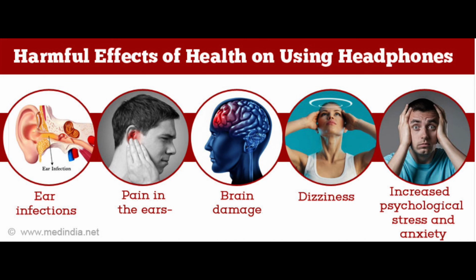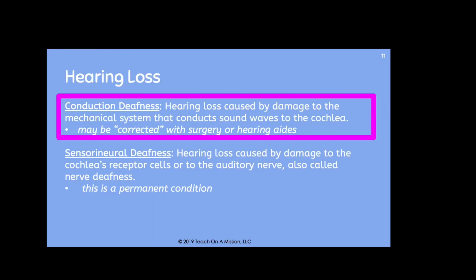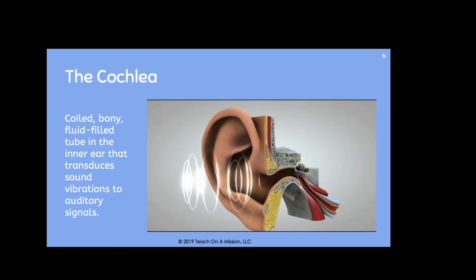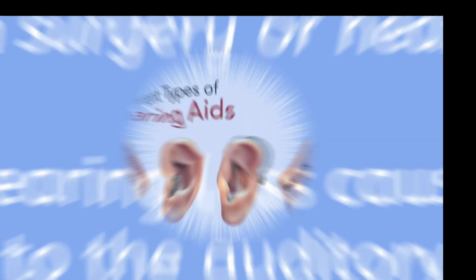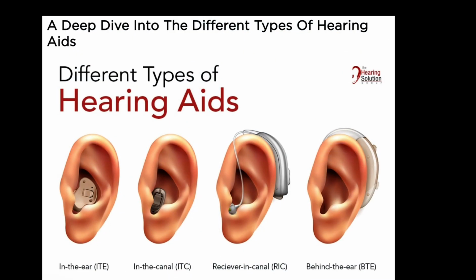So while we're on the topic, there's actually two different types of hearing loss. Conduction deafness is hearing loss that is caused by damage to the mechanical systems that conduct the waves to the cochlea. So anything in front of the cochlea, that would be the bones in the ears, the eardrum, the auditory canal. Anything that is damaged there would be conduction deafness, meaning that those pieces are not able to transfer the sound waves. This type of deafness may be corrected. They can be, quote, corrected with external hearing aids.